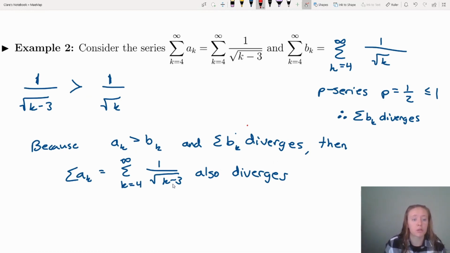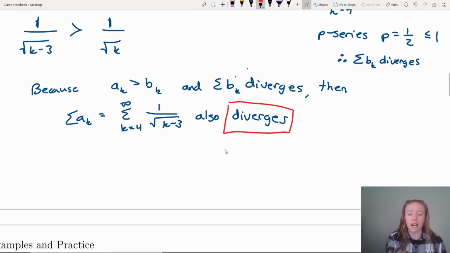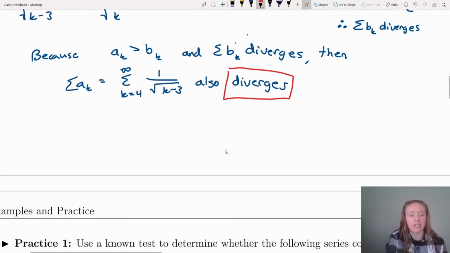series of a sub k, which is 1 over the square root of k minus 3 from 4 to infinity, also diverges. And that's how the comparison test works. If we show that our b sub k, our comparison series, diverges, we need to show that a sub k is bigger than that thing diverging. And if b sub k, that series that we're comparing it with, converges, then we want to show that our original a sub k series is smaller than that thing that's converging. So let's jump into more practice problems going through the comparison tests.